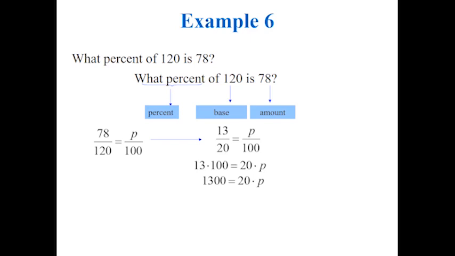We want to get rid of that. Divide both sides by 20. 1300 divided by 20 is 65. So 65%, no changes needed, of 120 is 78.